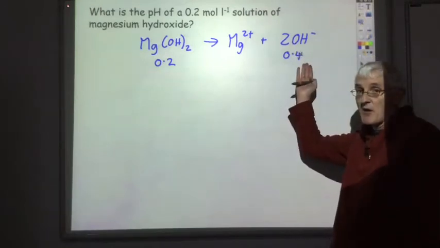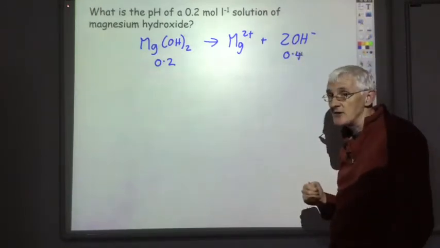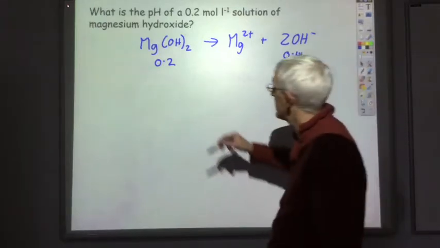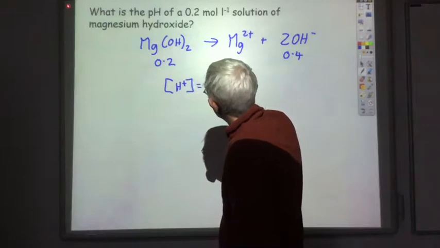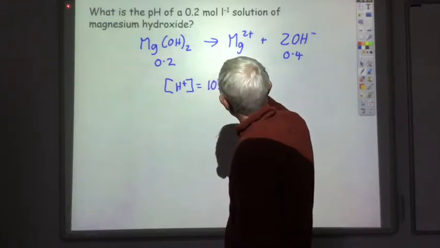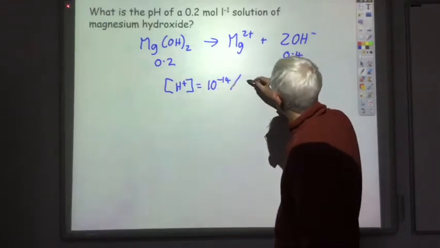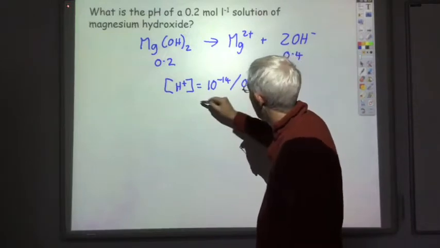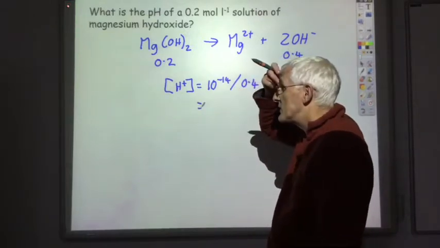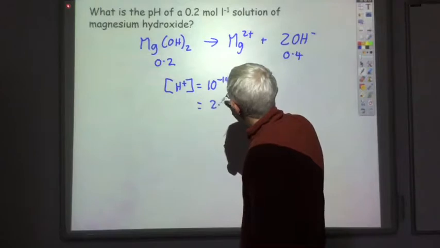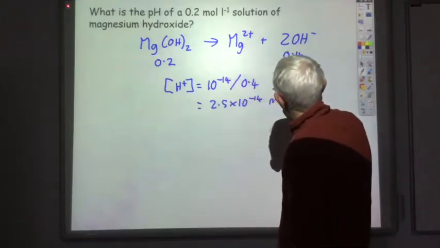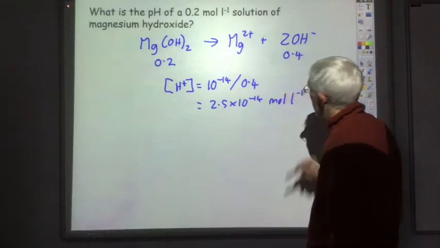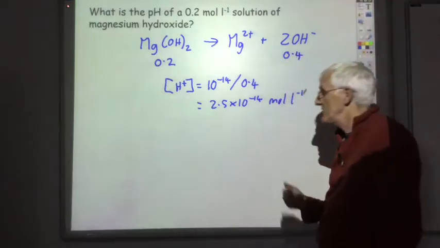Okay, again, we need to work out our H plus ion concentration using the ionic product. So the hydrogen ion concentration is 10 to the minus 14 divided by 0.4, and that comes to 2.5 times 10 to the minus 14 moles per litre. So that's our hydrogen ion concentration.